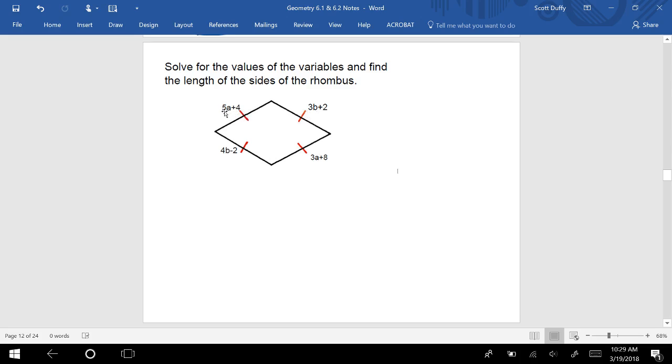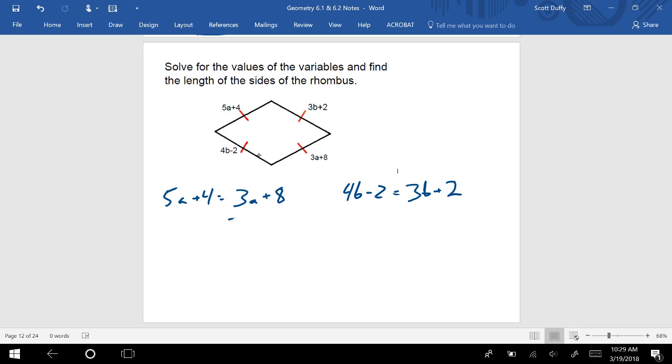I realize that all 4 sides are equal, so I'm going to pair the sides that have A's in them and then pair the sides that have B's in them. 5A plus 4 would be equal to 3A plus 8, and then do the sides with B's. 4B minus 2 is equal to 3B plus 2.